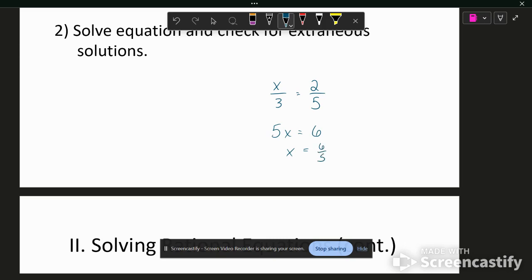Good. 5x equals 6, and then solve to get 6/5. In order to do this, we do something called cross multiplying. I want to show you one more example before we begin, just to kind of refresh your brains. Here's the next example. x over 3 is equal to 5 over 3. How would you solve this?